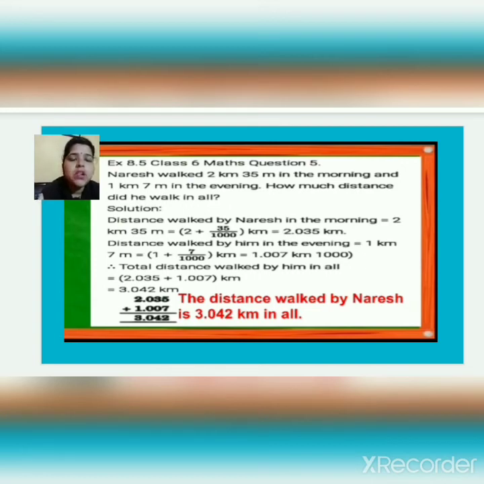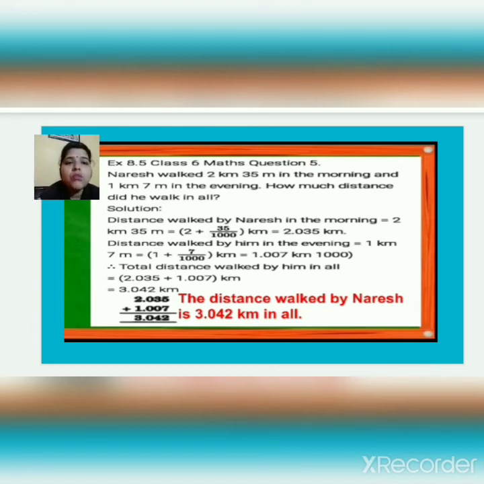2.035 kilometer. So distance walked by him in the evening is 1 kilometer 7 meter. Now again we will change 7 meter into kilometer. So answer will come 1.007 kilometer. Okay, now add both the numbers.